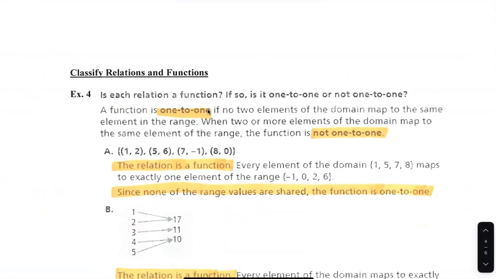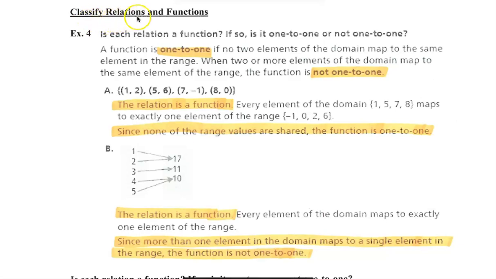Okay, let's go into the next thing. Let's classify our relations to functions. So look at this first question. Is each relation a function? We know that's a no, right? We have relations that are functions, and some relations that are not functions. And it's the same thing with types of functions. Not all functions are the same. Some of them are one-to-one, some of them are not one-to-one. So what does one-to-one mean?